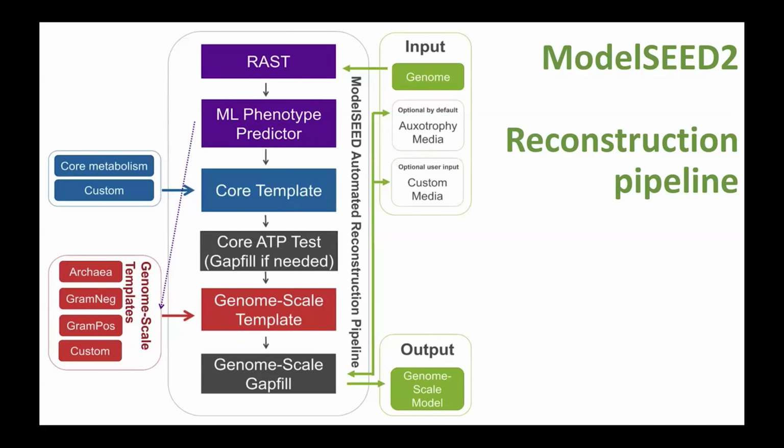And then we build what we call the core model. What is a core model? Where we just try to get the energy biosynthesis working in a small model. And if that works, and if we get energy biosynthesis right, which is a very important step, we move on to build the genome scale model.